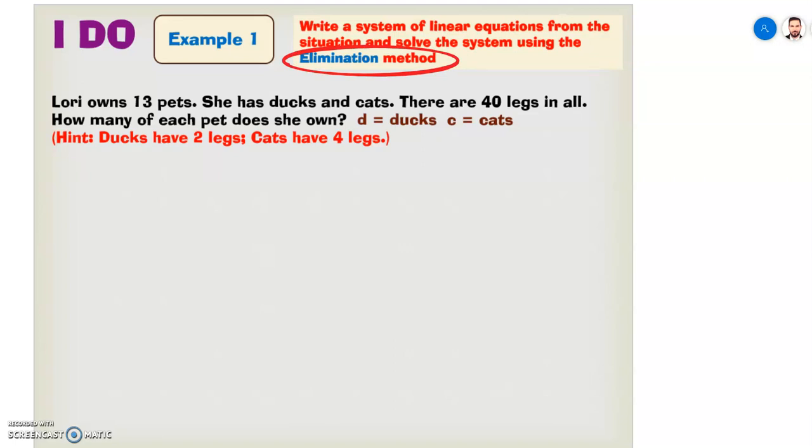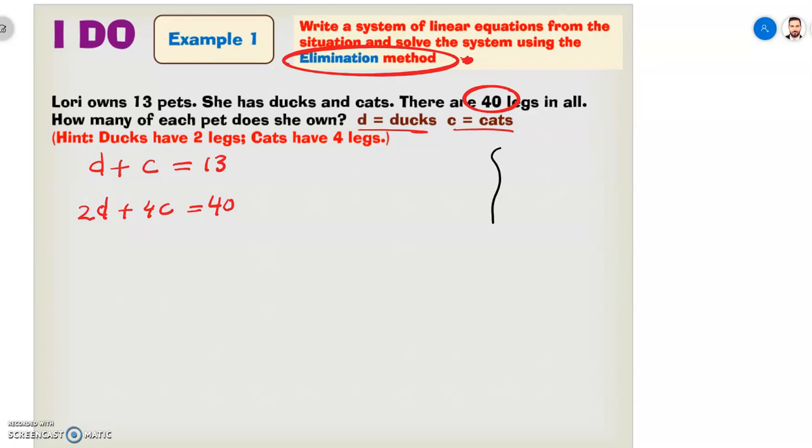As we took in the first two days of our week, how to translate and how to analyze. Lori on 30 beats. I will write D for ducks, C for cats. So D plus C equals 13, and all are 40 legs. Cat has 4, duck has 2. So 2D plus 4C is equal to 40. How can I use the elimination method to solve the equations?